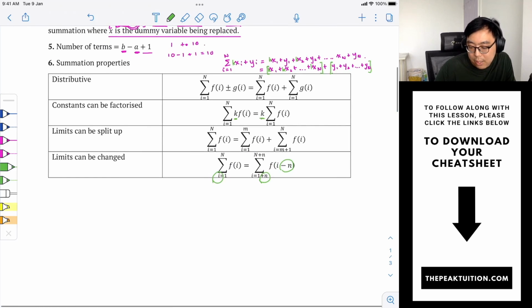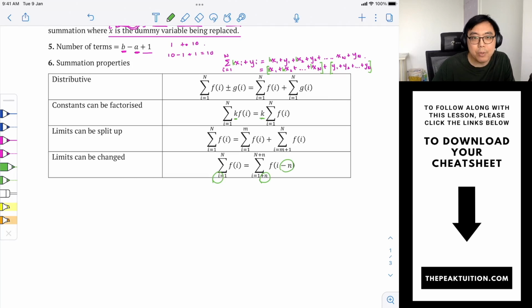This can be useful usually in questions where they ask you to simplify the summations. In fact, all these summation properties will be useful when they give you adding up two different sigma notations and you want to bring them into one. Then you can use all this to help you manipulate them such that they become one single sigma.